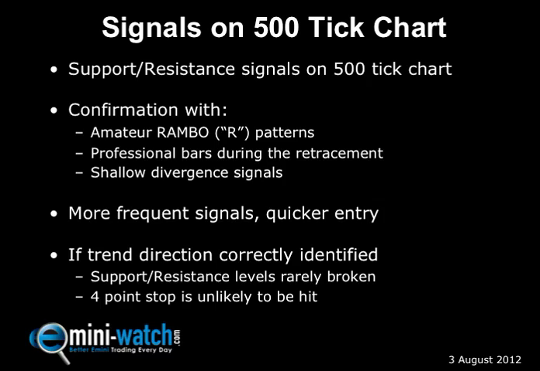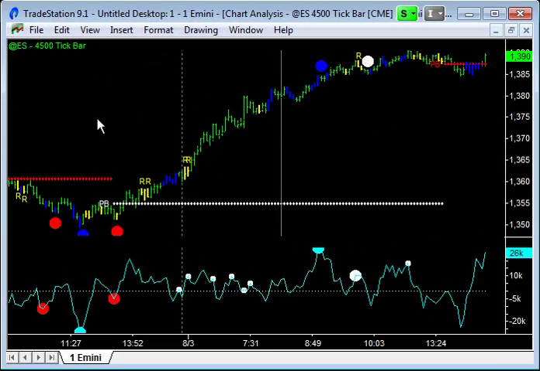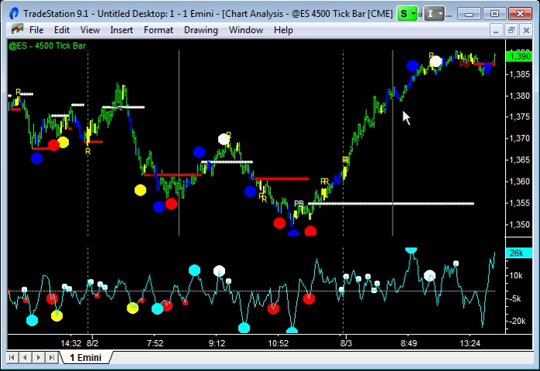So let's look at some charts to show you what I mean. First of all, the 4500 tip bar chart. This was Friday's activity. This was the open on Friday. This was the close on Thursday, and you can see we broke into this very strong uptrend. Now let's just go back a couple of days and show you what happens.